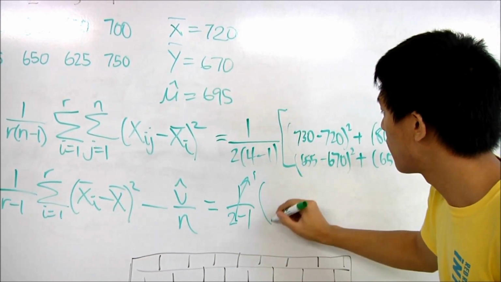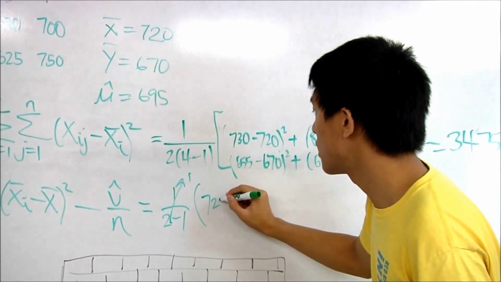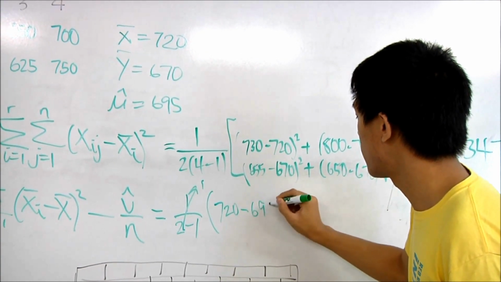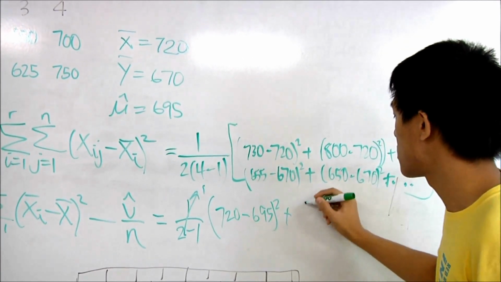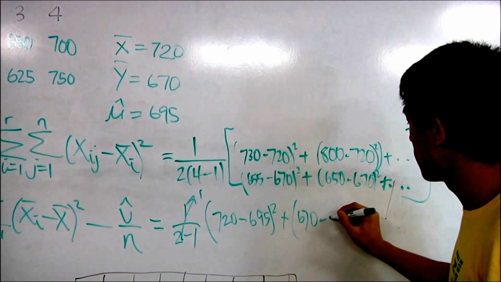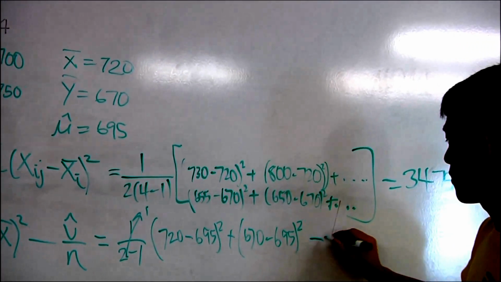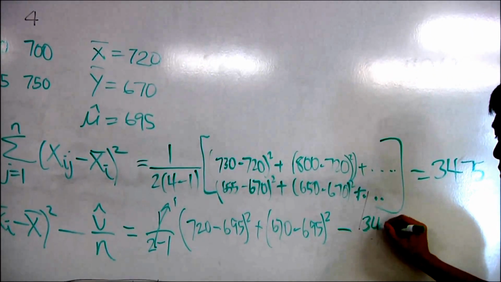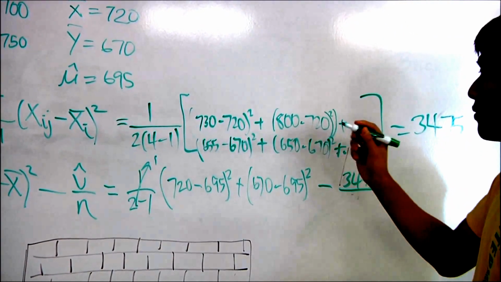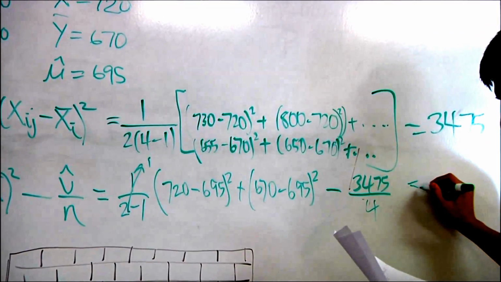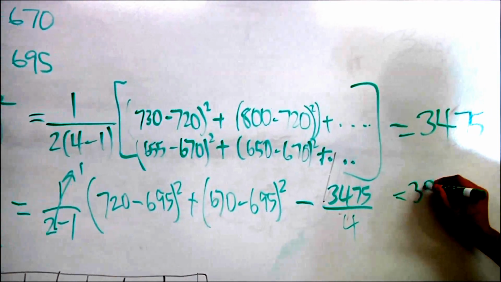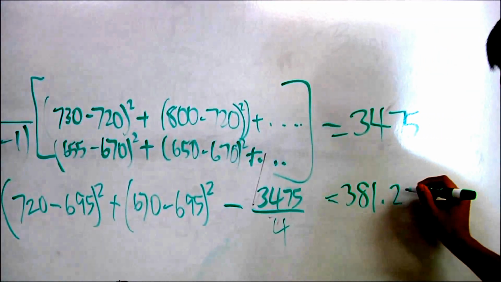And then you have 720 minus 695 squared plus 670 minus 695 squared. And then you would subtract off the V hat, which is 3,475, and divide it by N, which is 4. And the value you should get for that is 381.25.